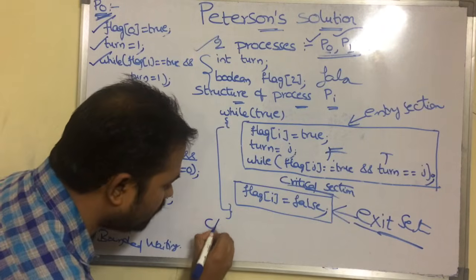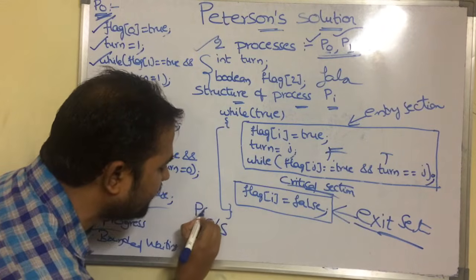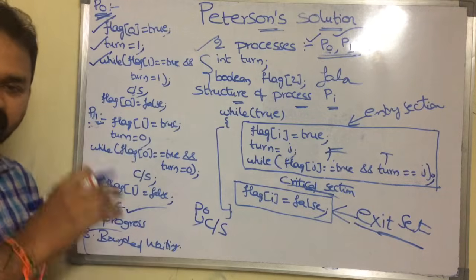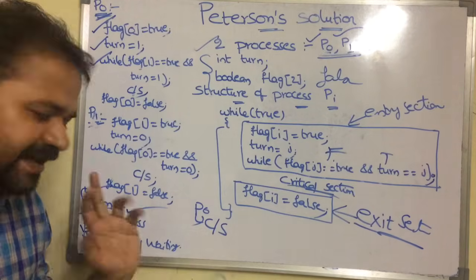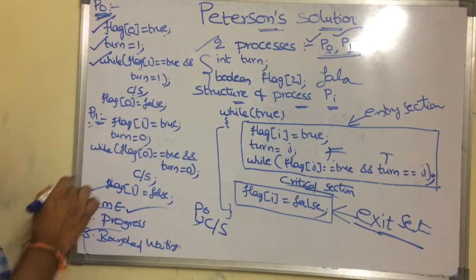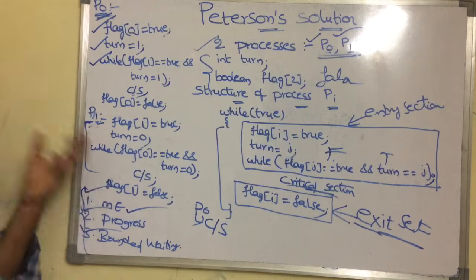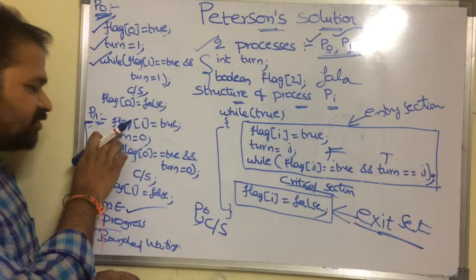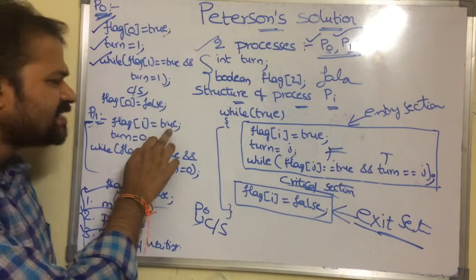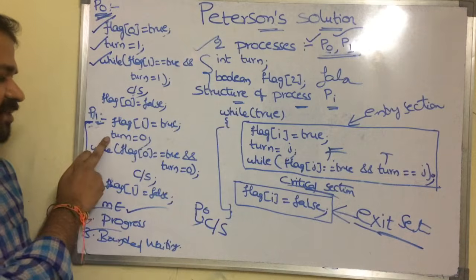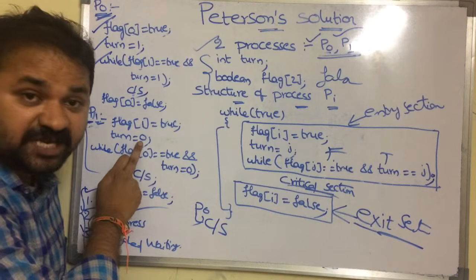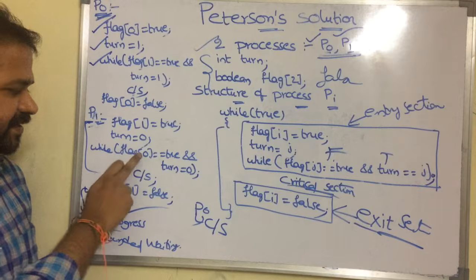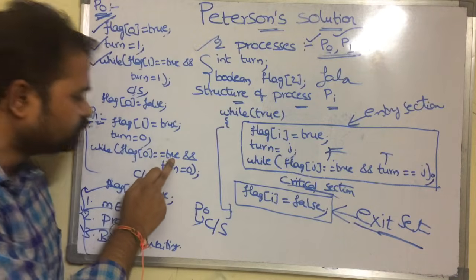Now, P0 is available in the critical section. Now check whether P1 enters into the critical section or not. Now, let us assume that P1 is trying to enter into the critical section. So first, it executes the statement, flag of 1 is equal to true. Next, it executes the statement, turn is equal to 0. Next statement, while flag of 0 is equal to true.